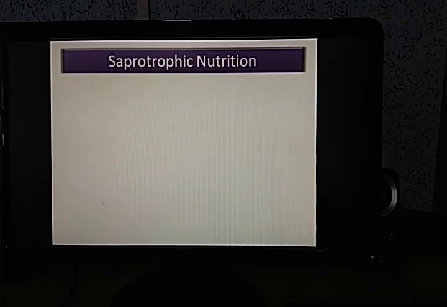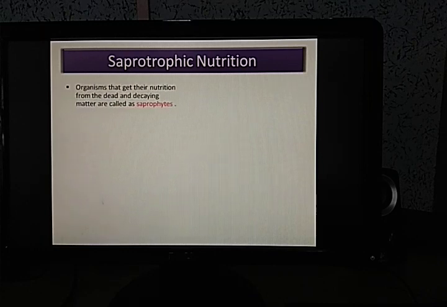Now what is saprotrophic nutrition? We have learned what saprotrophs are. Now let us move to what saprotrophic nutrition is. Organisms that get their nutrition from the dead and the decaying matter are called saprophytes. Now here a confusion may arise in your mind, that in the earlier slide I told you about saprotrophs. Now what is a saprophyte? So there is definitely a confusion that might arise in your mind. So these are not different things, but you can say these are similar things.